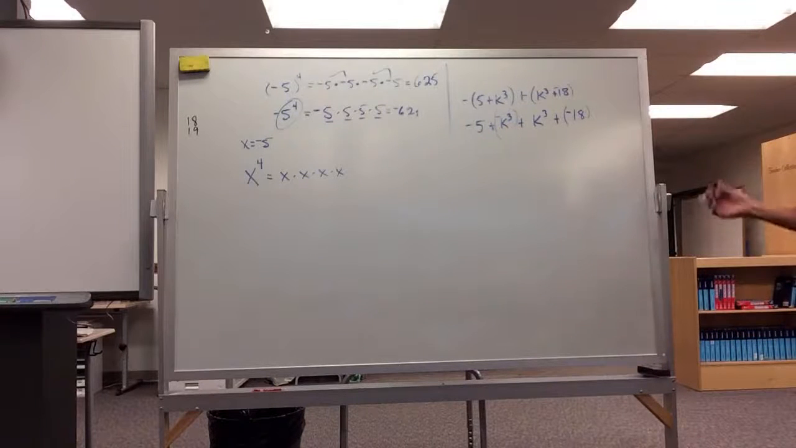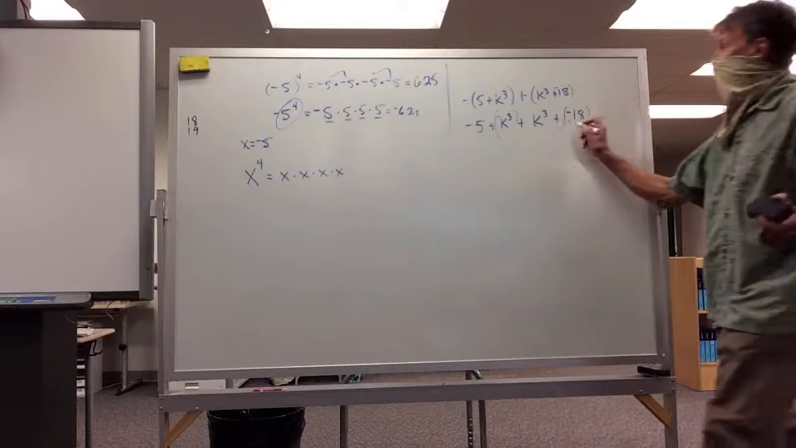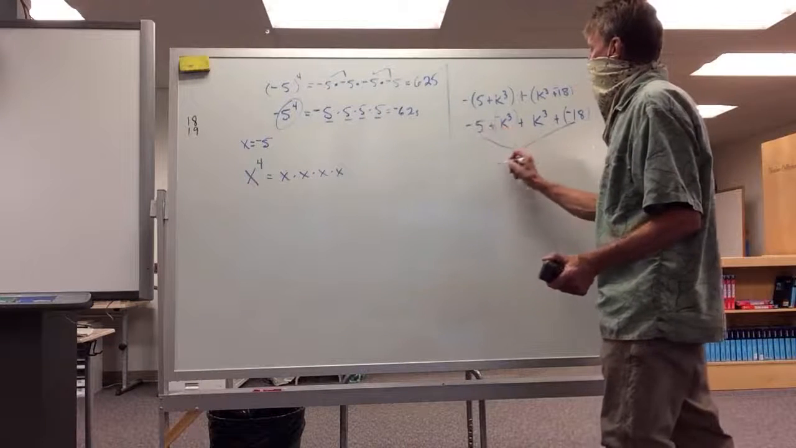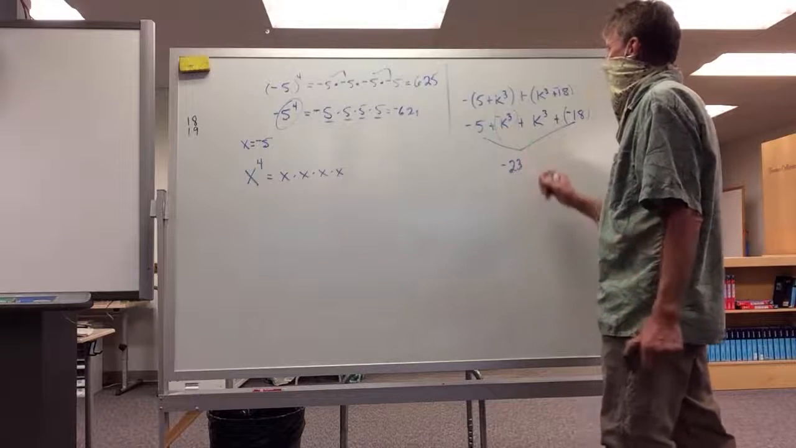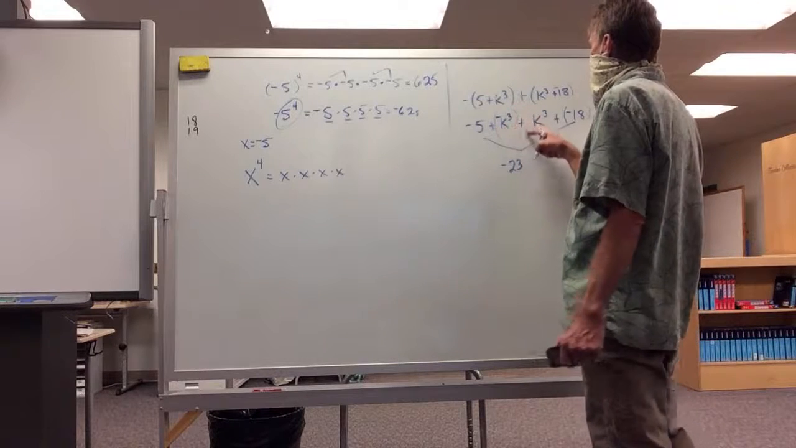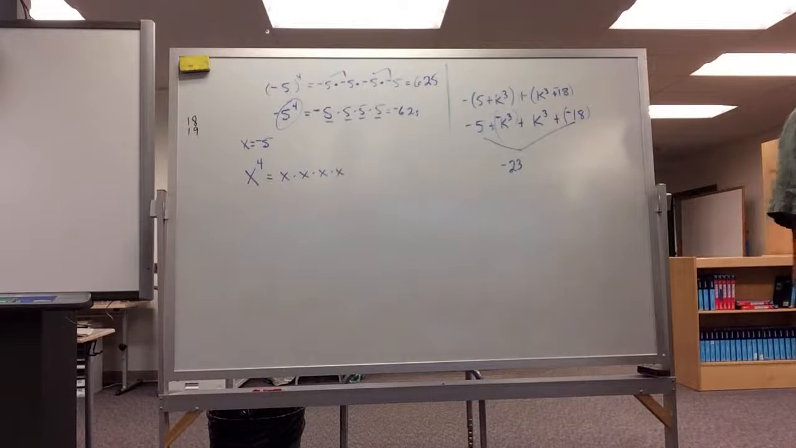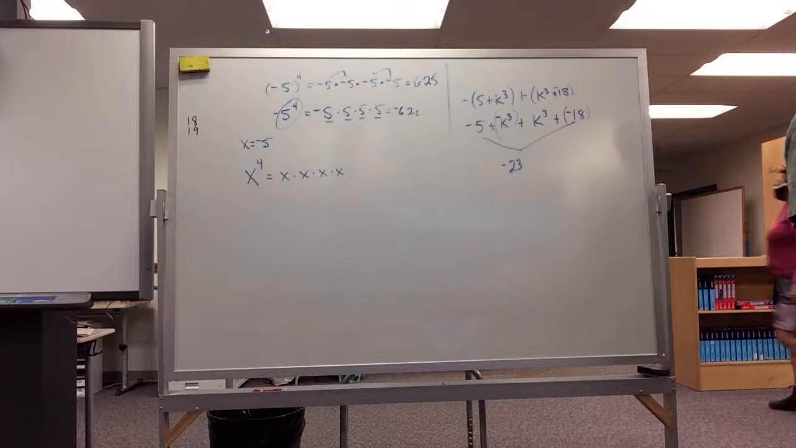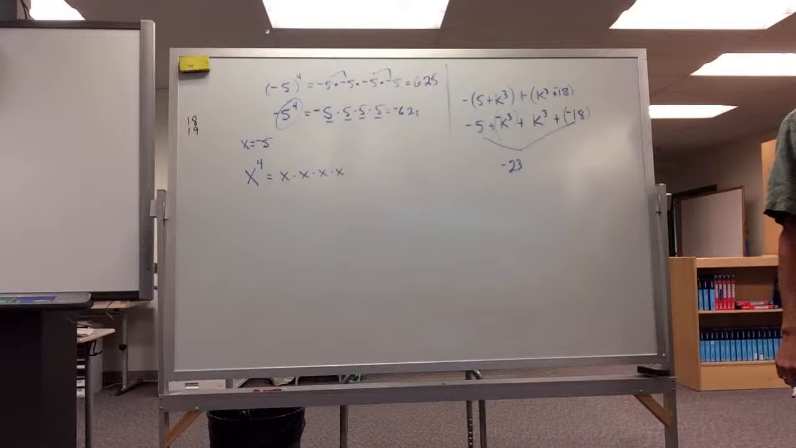Now you can just put things together because everything's addition. So you put together the like terms. So that becomes negative 23. But this is a negative k cubed plus a k cubed. What is that? It's 0. They're opposites of each other.